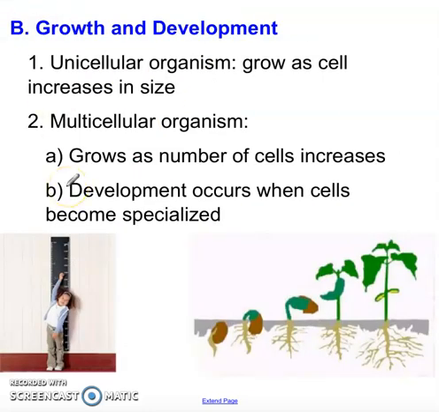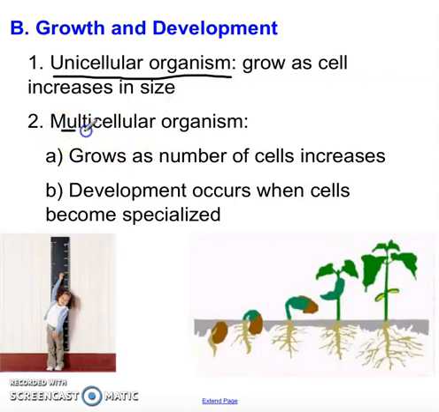The second characteristic is growth and development. So hit pause. Growth and development means that they're going to grow, and then maybe they're going to get a little bit more complex or specialized if it's multicellular. In only unicellular organisms, one-celled organisms, the cell will increase in size. It doesn't do development, it just grows. It can't do development because it's not made of many cells.